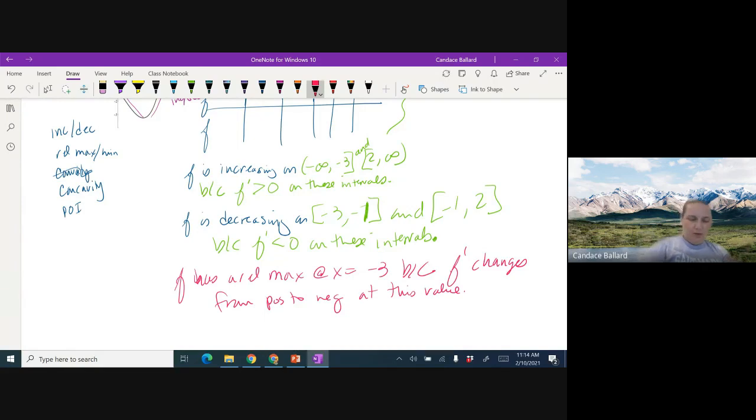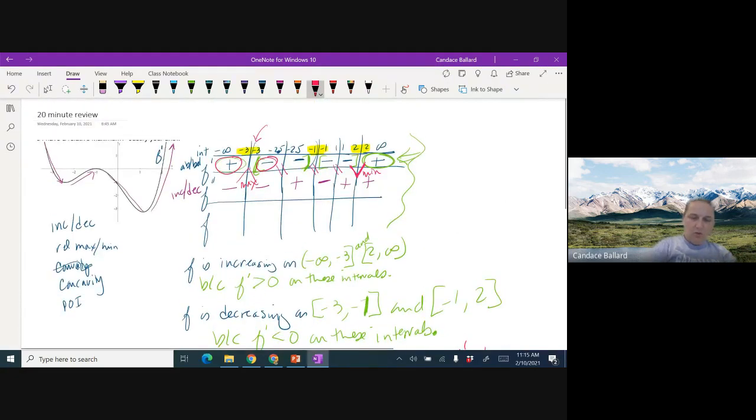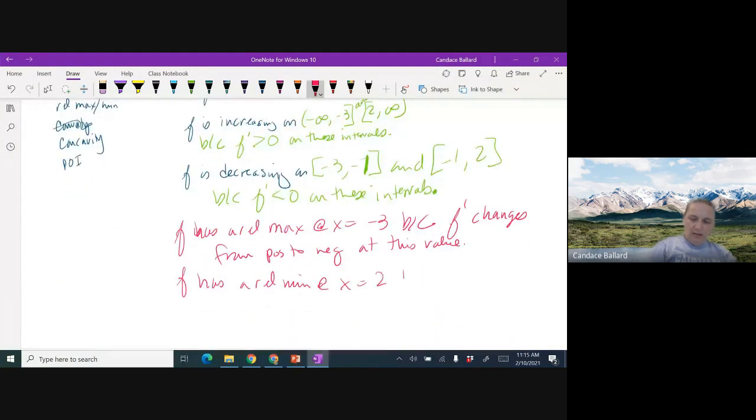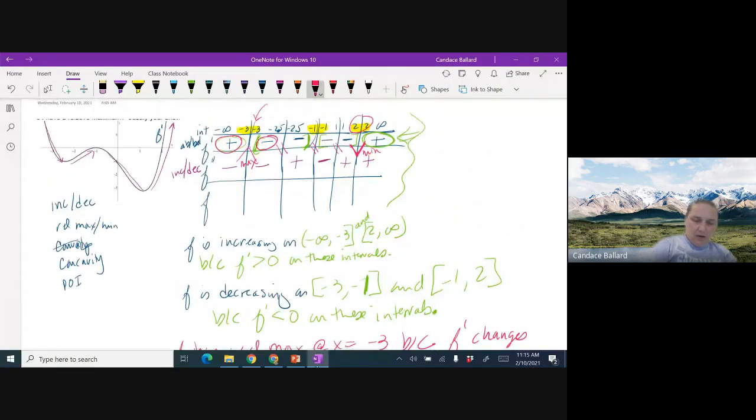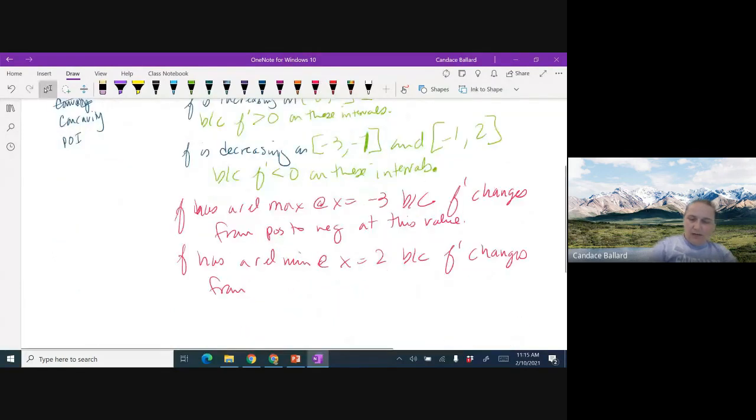All right, let's write the min sentence. So F has a relative min at x equals, let's see, where's our min? 2, right? X equals 2 because F prime changes from, okay, and you got to go here, negative to positive. Read it out of the chart. Negative to positive at this value.